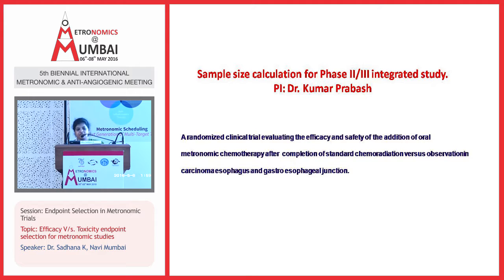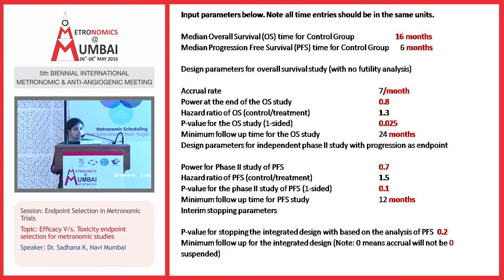It's a randomized clinical trial evaluating the efficacy and safety of the addition of oral metronomic chemotherapy after completion of standard chemoradiation versus observation in carcinoma esophagus and gastroesophageal junction. So what was the input data in that? They assumed a median overall survival in the control group of 16 months, a progression-free survival of 6 months, and an accrual rate of 7 per month, with a power of the OS study of around 80%.